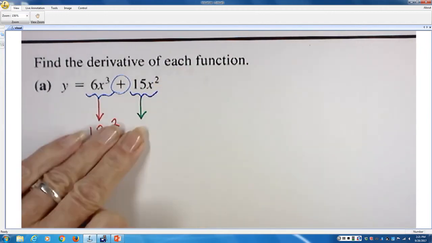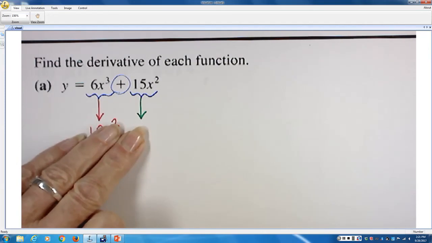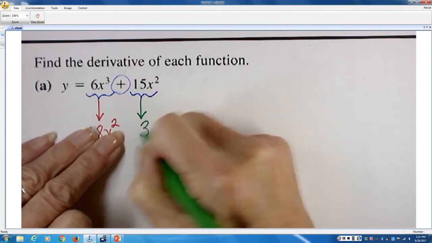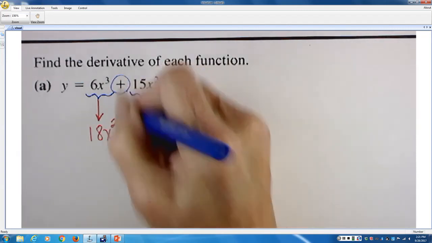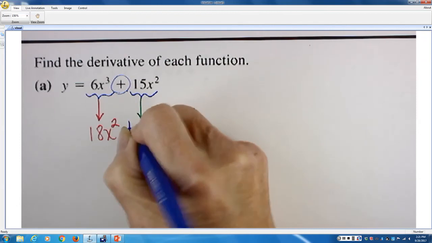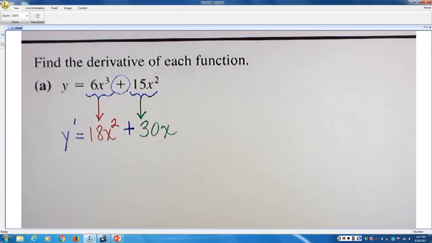We have 15x squared. What's its derivative? Okay. 2 times 15 is 30. X to the 2 minus 1 is 1. The original problem said add those two together. Done. That's it, you're done. Don't have to do anything else. Okay?